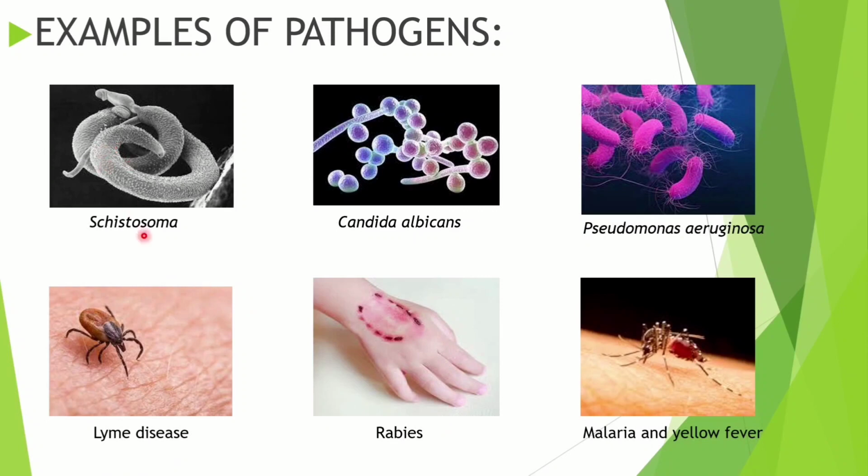First one, it is a picture of Schistosoma. The larva Schistosoma can traverse unbroken skin by releasing enzymes that dissolve the skin adhesive proteins that hold the keratinocytes together and cause schistosomiasis. And the next one, it is Candida albicans.